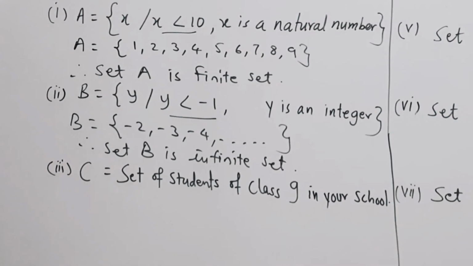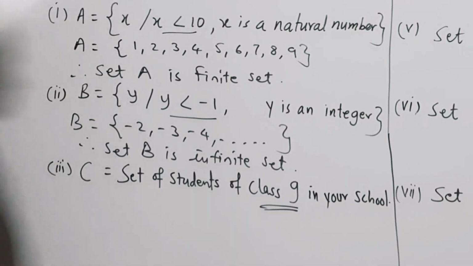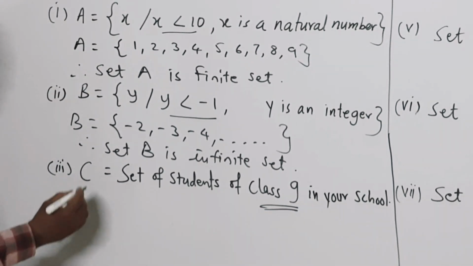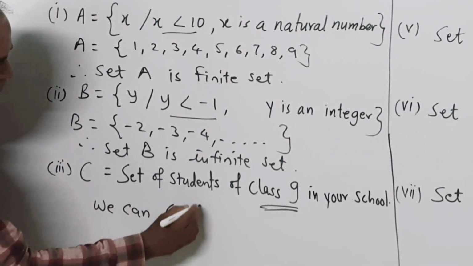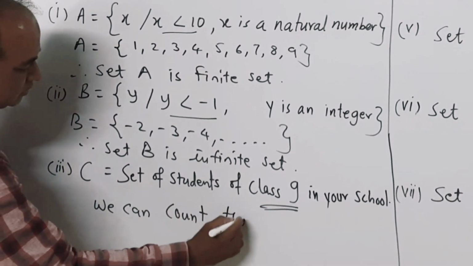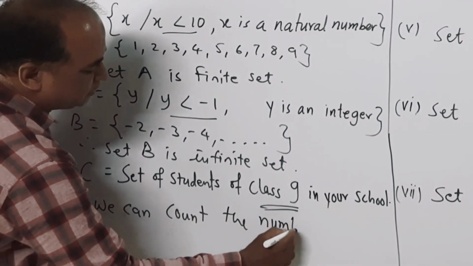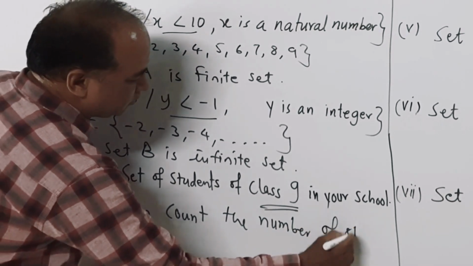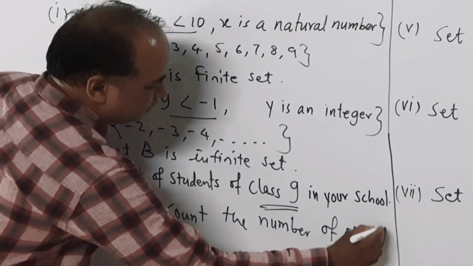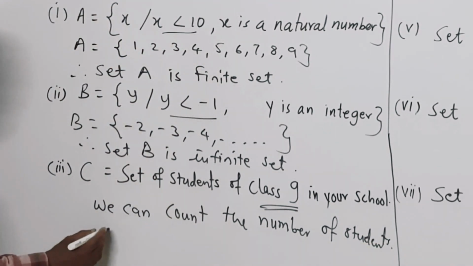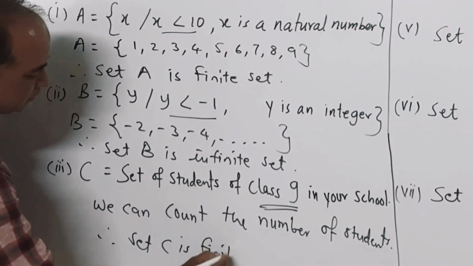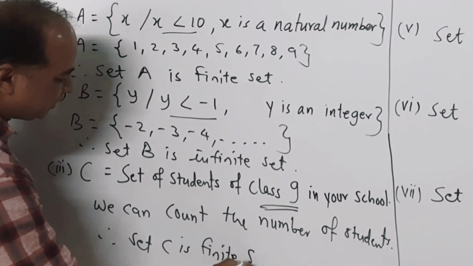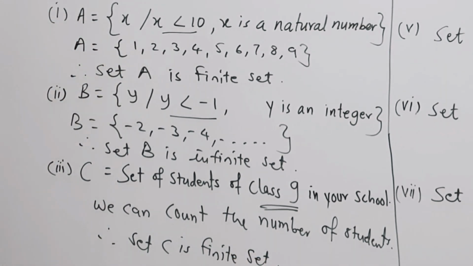Now set C is equal to the set of the students in class 9 in your school. So here we can count the number of students in class 9. Therefore set C is a finite set.